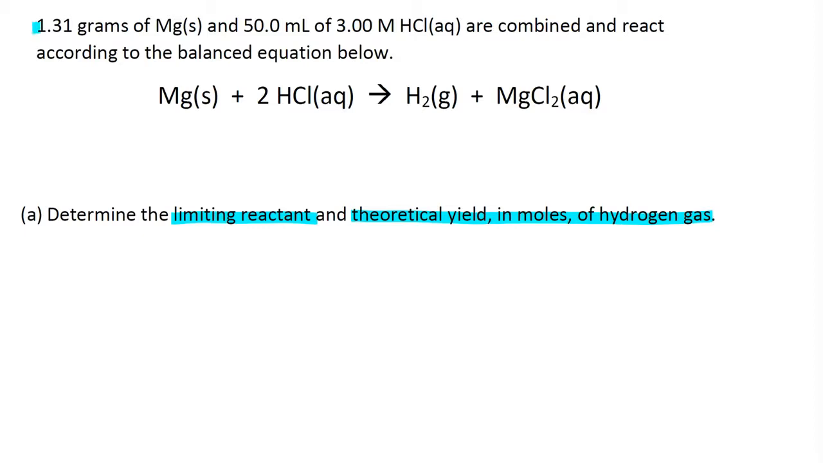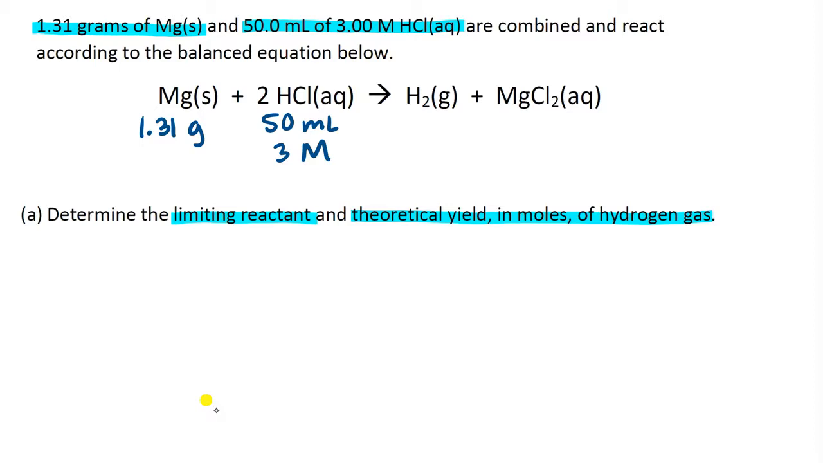I'm going to place the values of each one of my reactants below it in the balanced equation, just to make this word problem a little bit easier to understand. Let's break it down into what we know. We know we're taking 1.31 grams of the magnesium and combining it with 50 milliliters of a 3 molar hydrochloric acid solution. Now, one of these is going to run out, but I don't know just by looking at these numbers which one it's going to be.